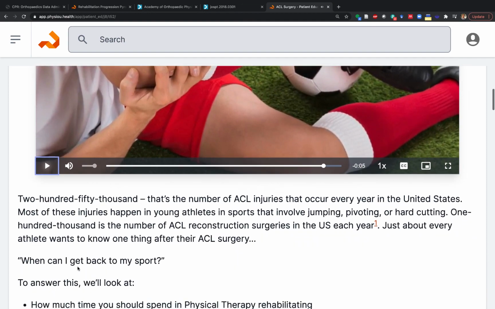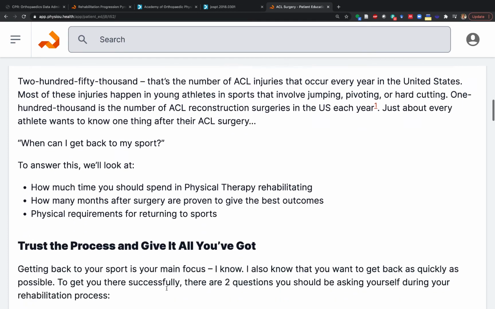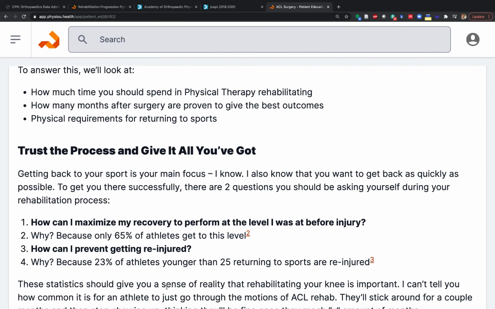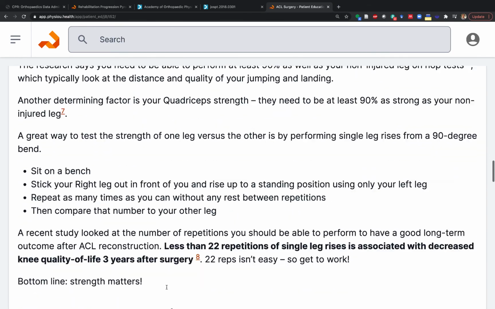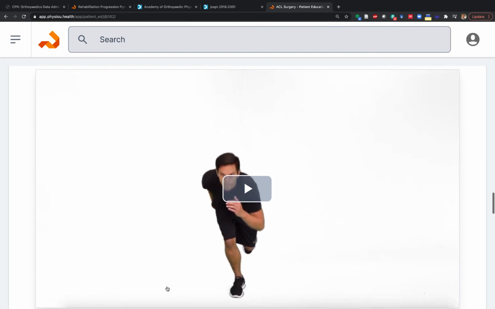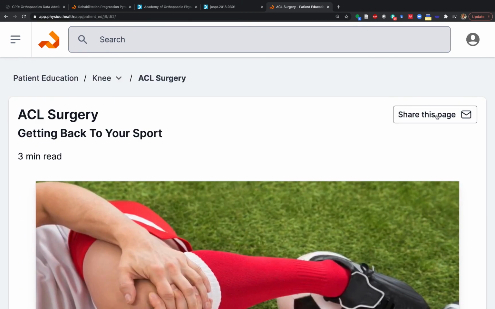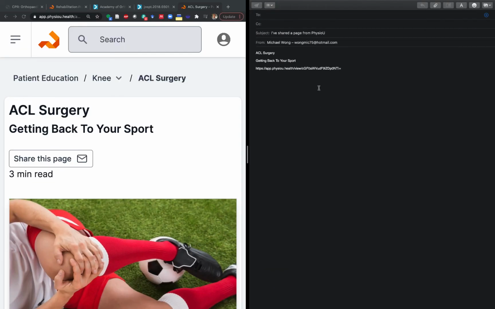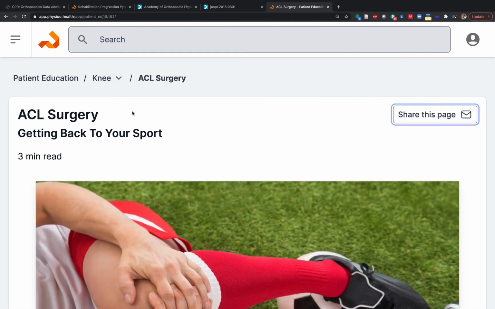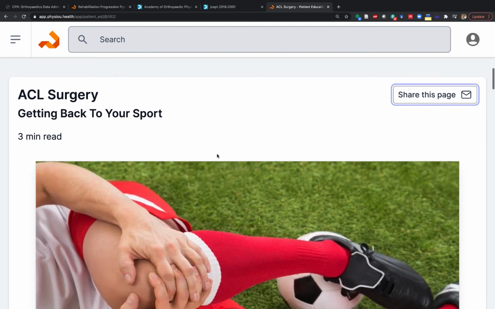So remember, there's this written piece for you to share with your patients. And it also includes some basic exercises eventually that they'll have to learn to do. Okay? So you can share this page with your patients. And boom, it's gone. Patient has now access to this article. All right, so remember, you can now add these patient education pieces into your care. Okay, so that is ACL injury.